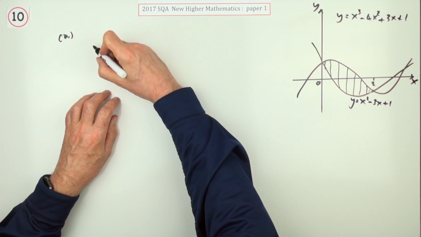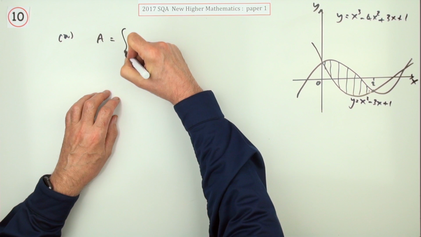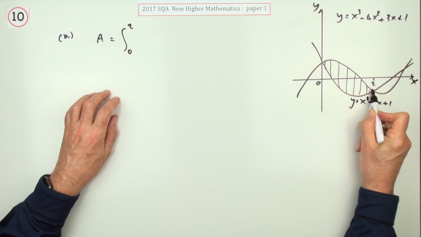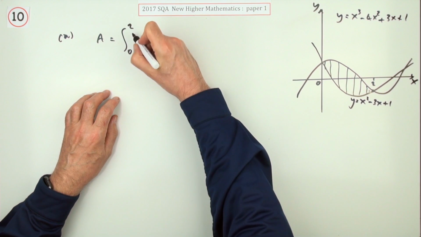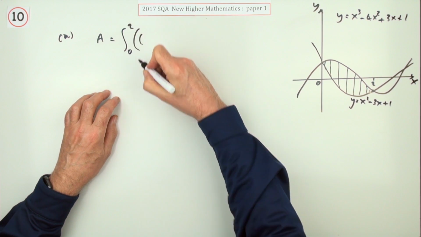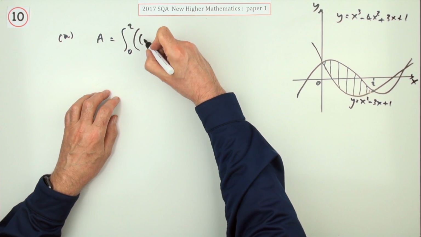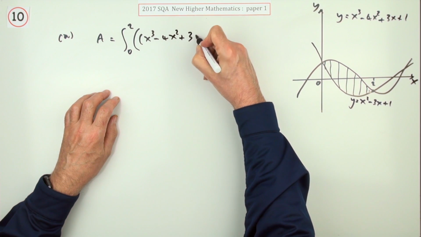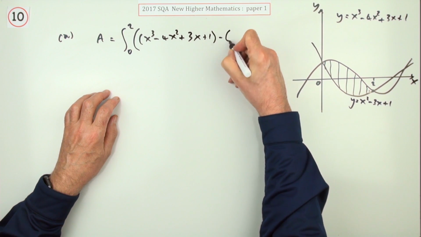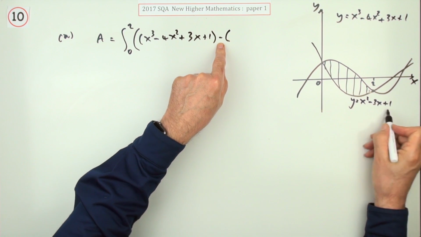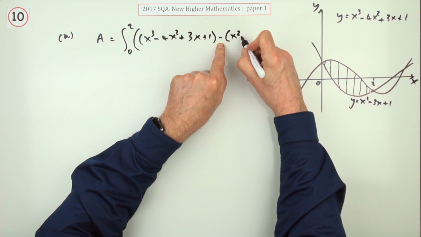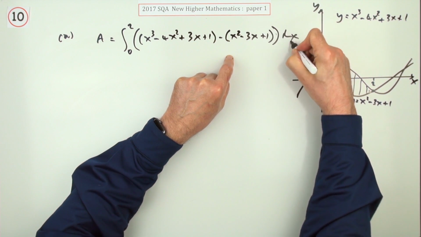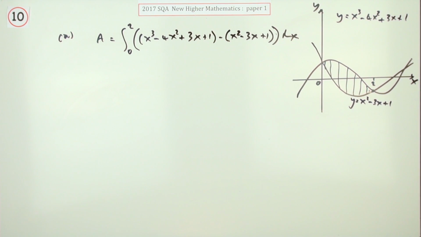Well, the area for that is going to be the integral from 0 to 2, because this starts at 0 and finishes when x is 2, of, and you just have to write it all down, the upper minus the lower. So the upper one is x cubed minus 4x squared plus 3x plus 1, and the lower one, keep it in a bracket because you're subtracting more than one term, more than one part, minus 3x plus 1, all of that dx, I imagine would be the first mark.